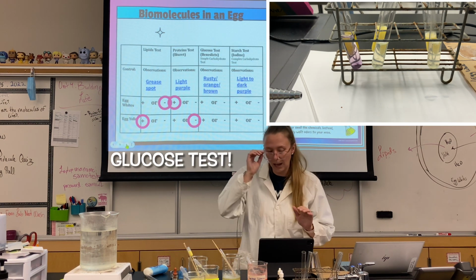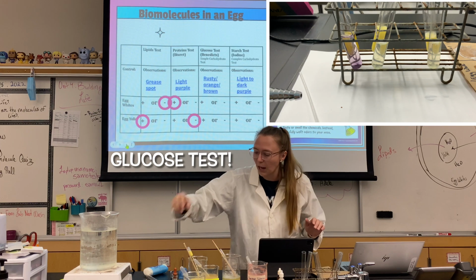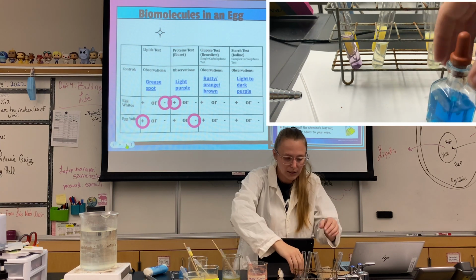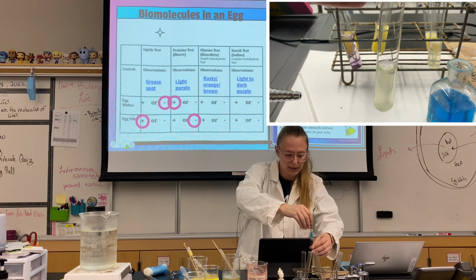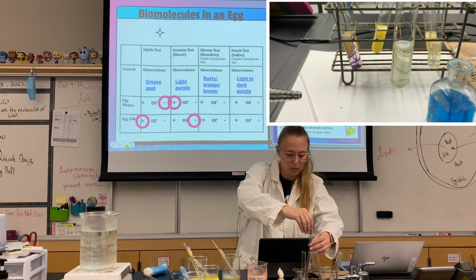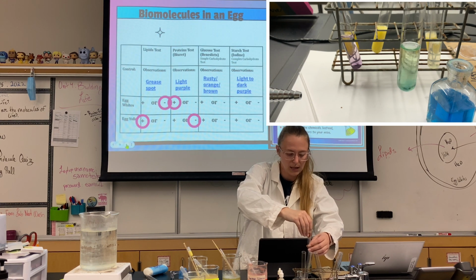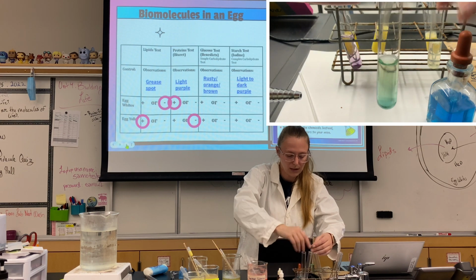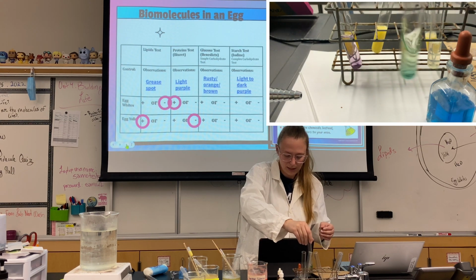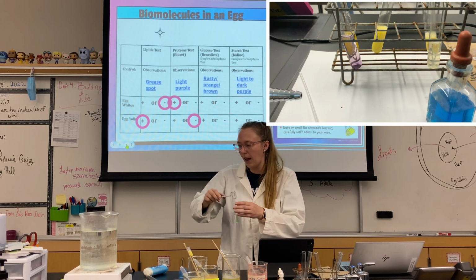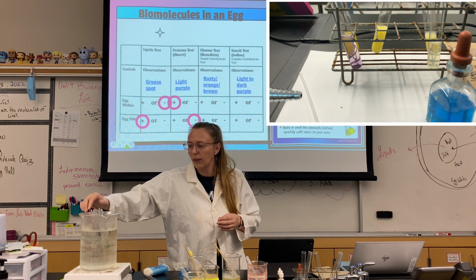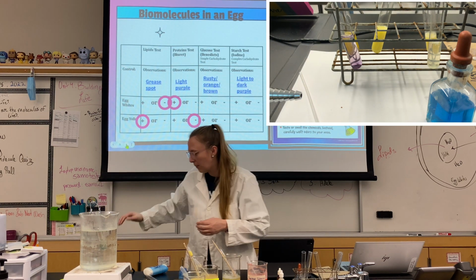Next is our glucose test. So our glucose test, we're going to test that with our Benedict solution. So let's do our egg whites. We're going to put 1, 2, 3, 4, 5, 6, 7, 8, 9, 10 drops in there. Mix it. And let's go ahead and put this in our hot water bath, and we'll leave that to rest for a little bit. Let me get another clamp.